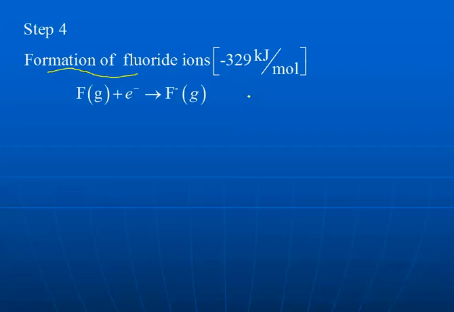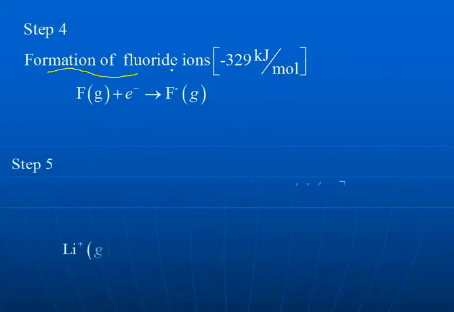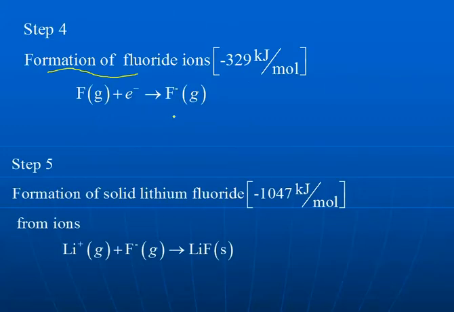What we've essentially done is converted, if I go back here, lithium into the lithium ion in the gaseous form and the fluorine into the fluorine ion in the gaseous form. And then what we can do is incorporate the lattice energy of taking the lithium ion and the fluoride ion, bonding them and making the lithium fluoride solid. And the lattice energy for that particular substance is negative 1047 kilojoules.